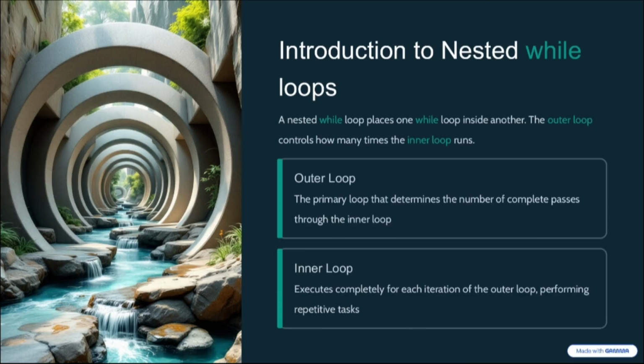A nested while loop means placing one while loop inside another. The outer loop controls how many times the inner loop runs. The inner loop completes all its iterations for each outer loop cycle. This helps in handling multi-level operations.